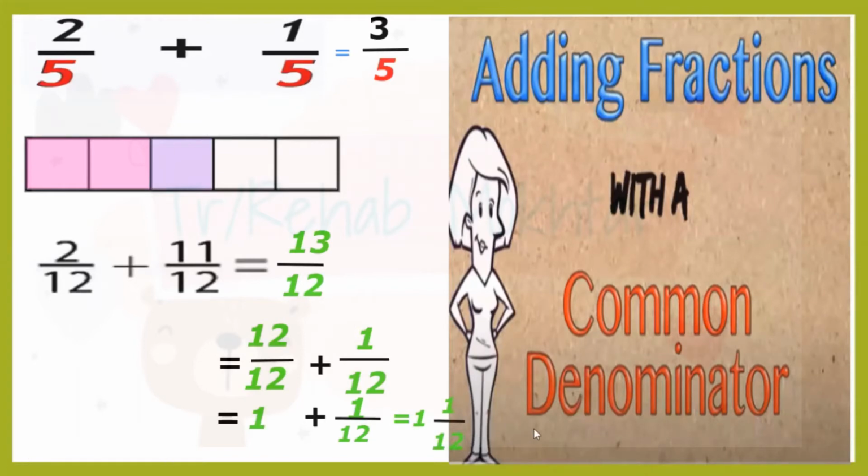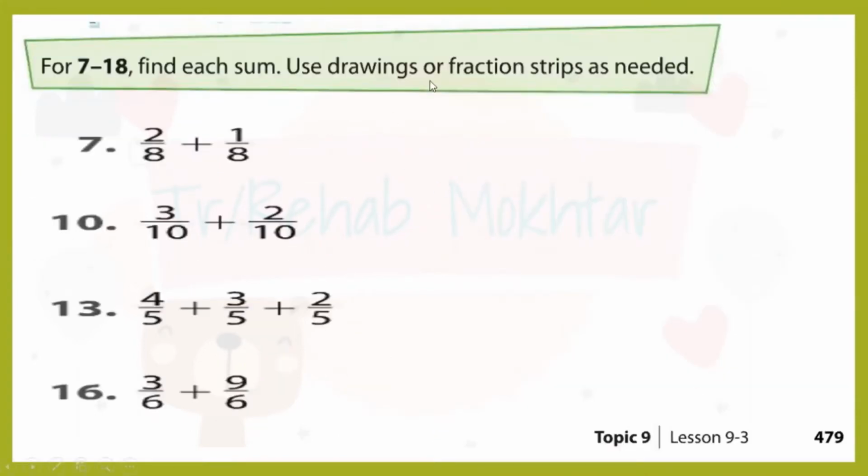Let's start our lesson. Page 479. Find each sum. Use drawings or fraction strips as needed. Number 7. 2 out of 8 plus 1 out of 8. The first step we said, I will look at the denominator. We have here 8 and 8. So I will keep 8 as it is. Don't add it. We never add denominators. So I will write 8 as it is. Now, teacher, the second step, I will add the numerators. 2 plus 1 equals 3.